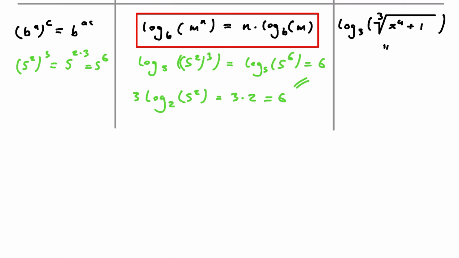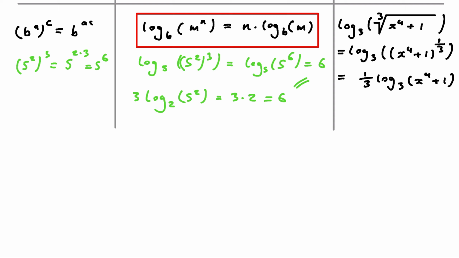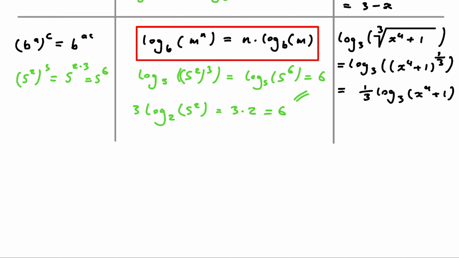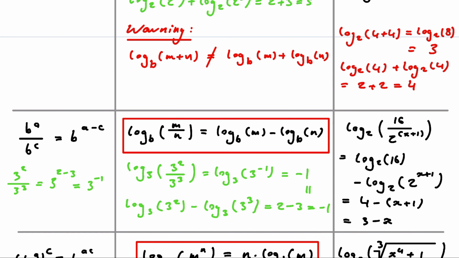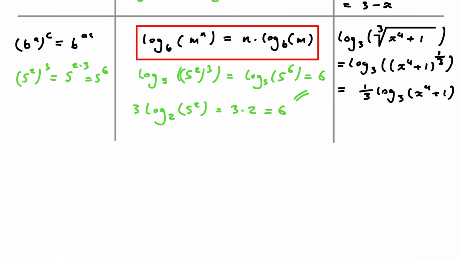This, remember, is equal to log to the base 3, so I'll write this in standard exponent notation, of x to the 4 plus 1, to the power one third, to put it in exactly the right format. So now this becomes what? I should be writing this properly. And this is equal to, well, you can bring the third out the front. And you can't really go any further than that. There are no laws of logarithms for sums, right? Just as we saw in this warning up here, there's no simplification for log of a sum of two terms.